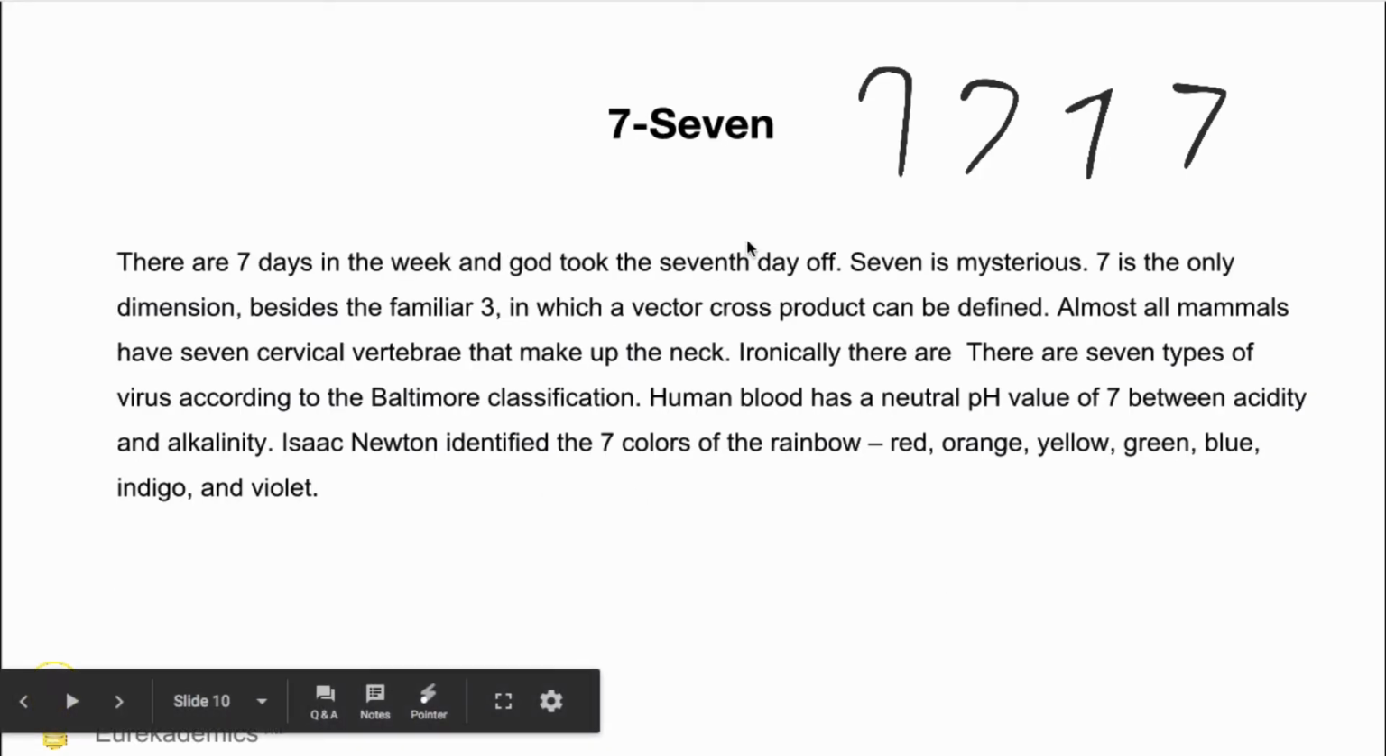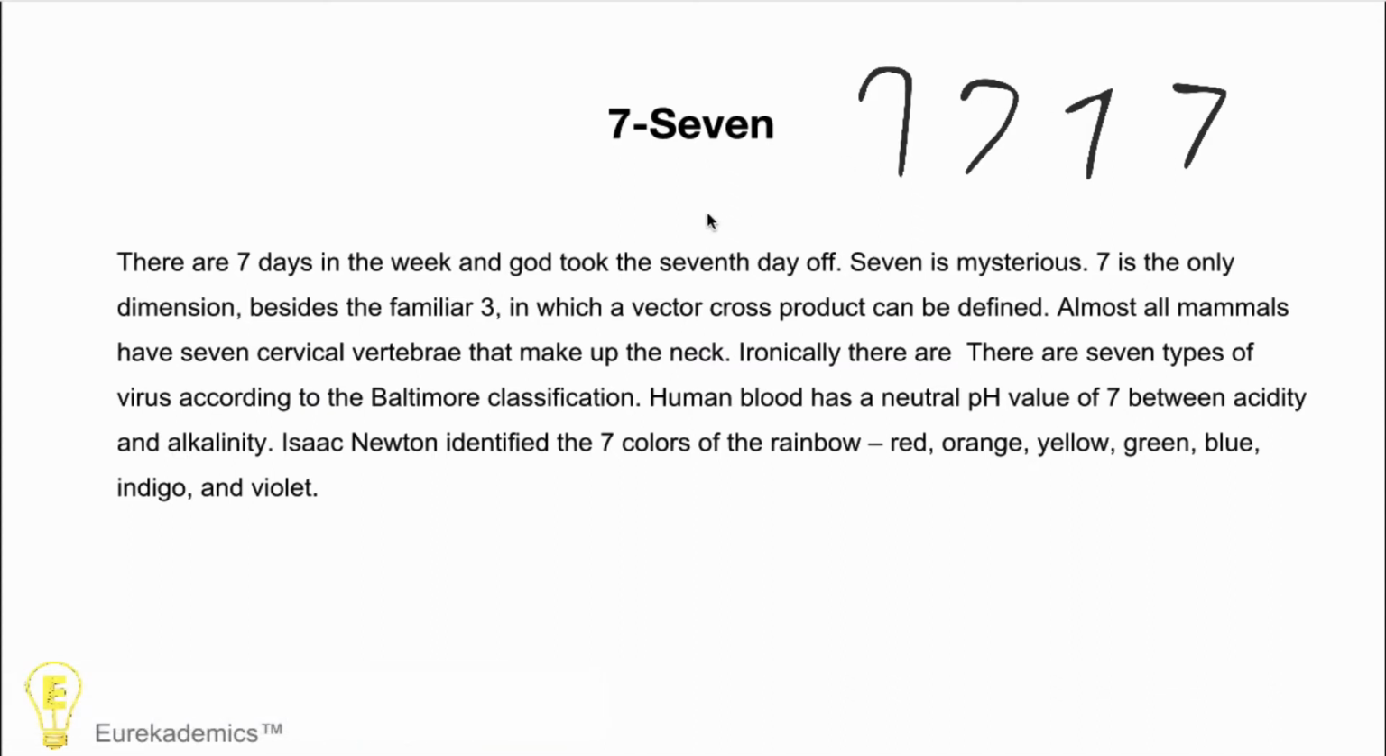7. There it is. There are 7 days in a week: Monday, Tuesday, Wednesday, Thursday, Friday, Saturday, and Sunday, if you don't already know. And God took the seventh day off. Okay, 7 is mysterious for that reason.